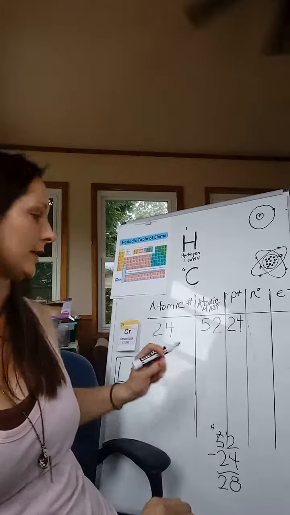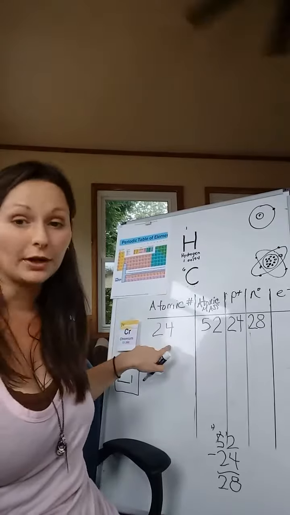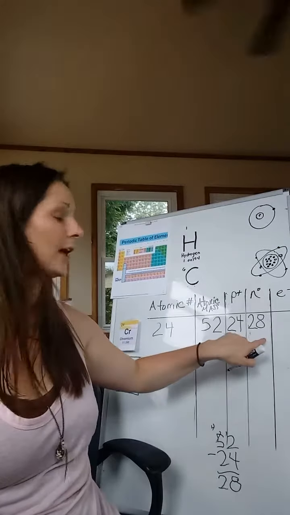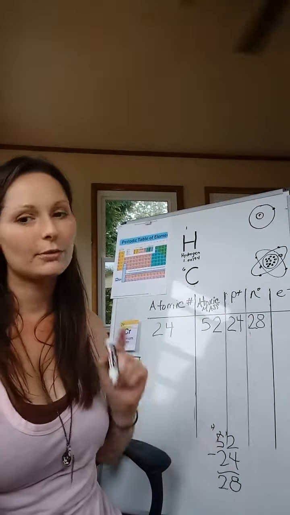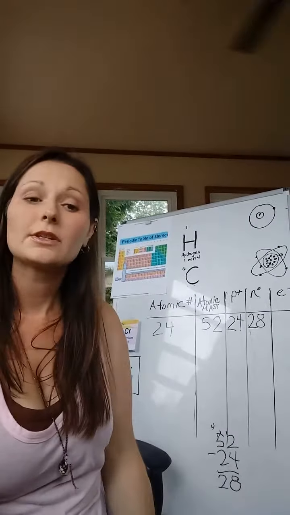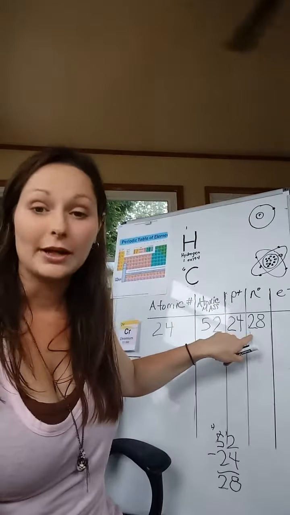And that gives us 28. So we know we have 28 neutrons. Okay, so we have 52 as our atomic mass, 24 protons, 24 electrons, and 28 neutrons. And like I had already said, chromium is not a very stable atom. It's a very friendly metal in our bodies. In the right concentrations, we actually need it, but it is not very stable, which sometimes is a very good thing. So again, getting ahead of myself, but 28 neutrons, okay?